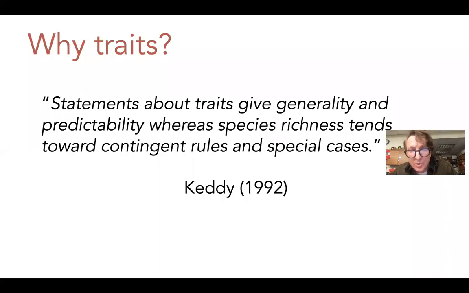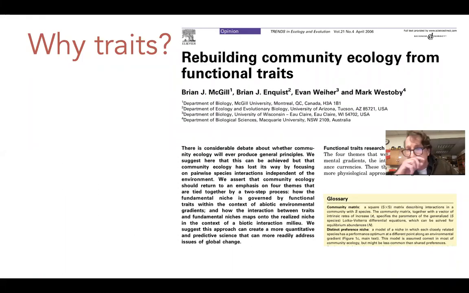I'm pulling a quote here from a paper by Paul Keddy in 1992. In this quote, Paul says, statements about traits give generality and predictability, whereas measurements of species richness or species diversity, in contrast, tend toward contingent rules and special cases. So this sets the stage for why we measure traits, because we're interested in generalities. We're ultimately interested in prediction. All right, so why traits?